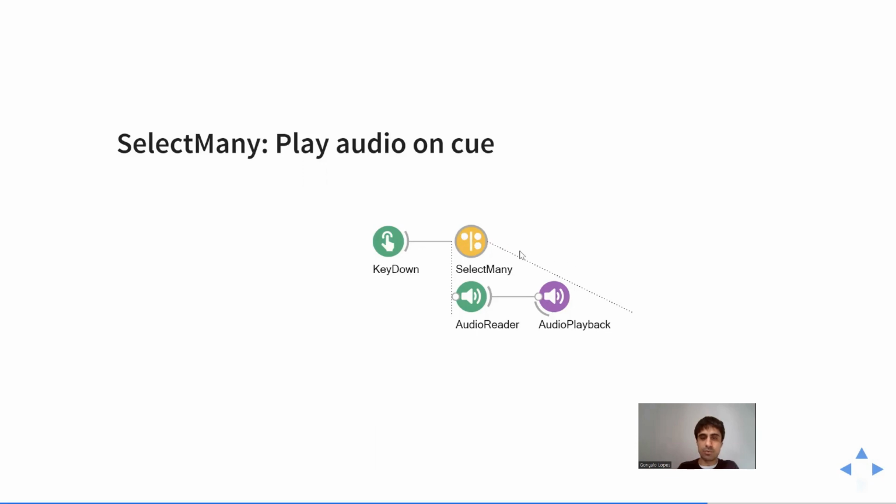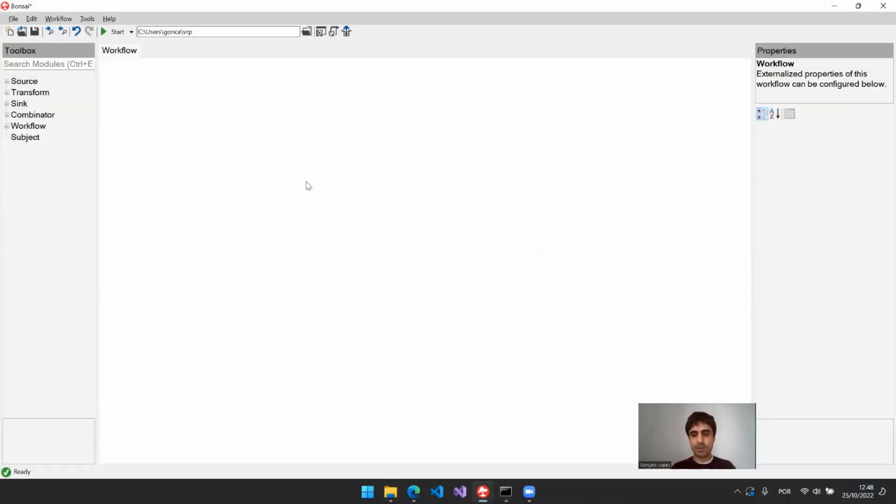And then the way select many works is it's a group node. So we can group workflow inside the operator. And what we will do is we will place exactly the workflow for playing a sound inside the select many. And that will basically get triggered by the key down. It'll start playing the sound to the speaker.